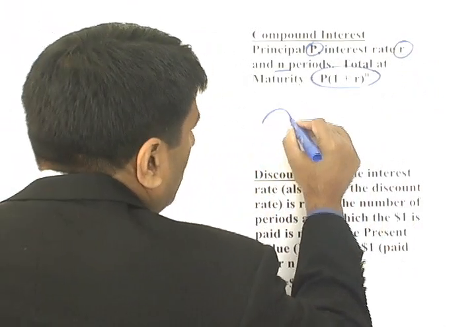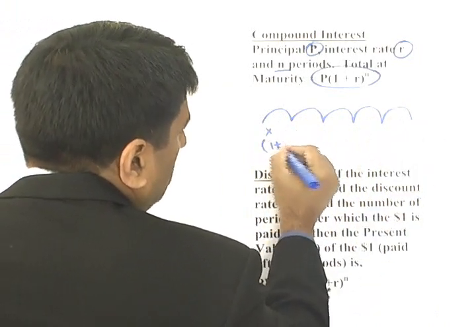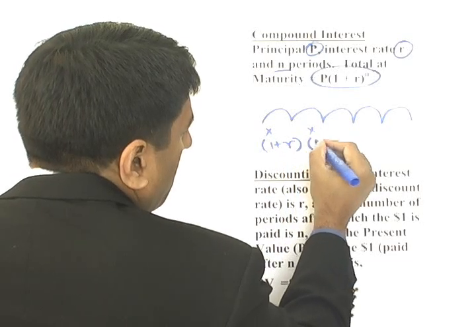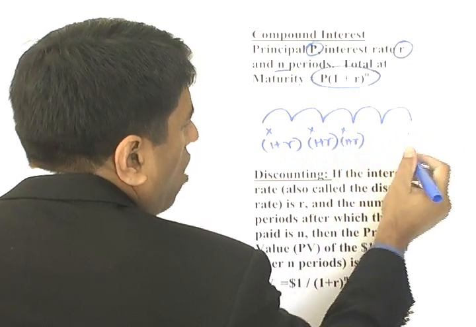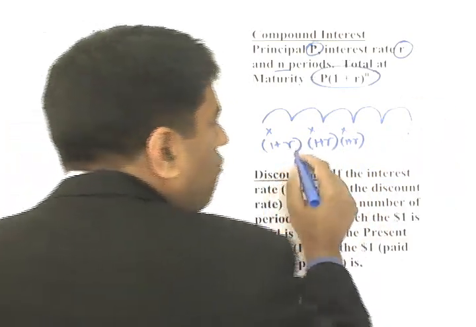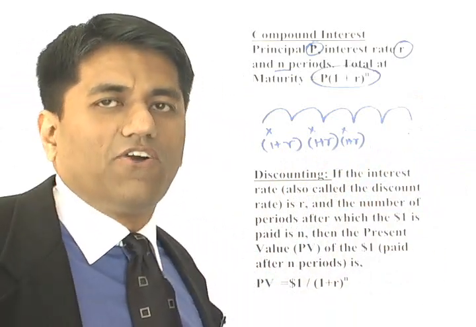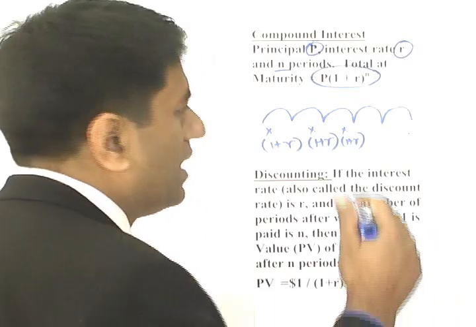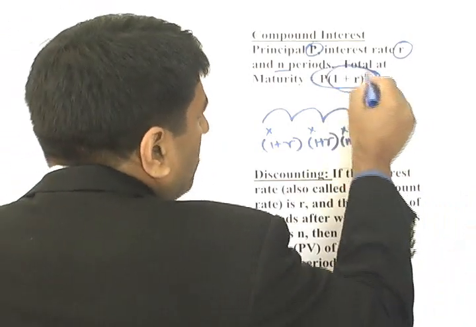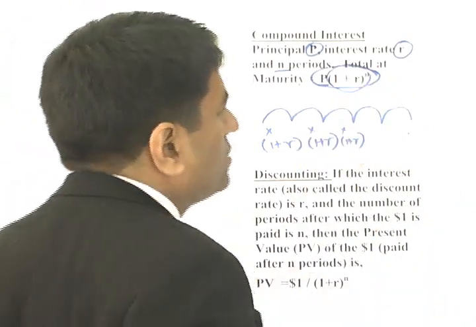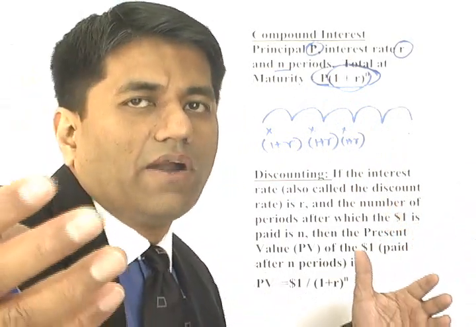So every period, your money is growing by a factor of 1 plus R. And so on, and after n periods, there are n such factors of 1 plus R which are making your initial investment grow. So the total factor by which your investment grows is 1 plus R to the power n, and your initial investment was P, so the total amount of money you would have would be P into 1 plus R to the power n.